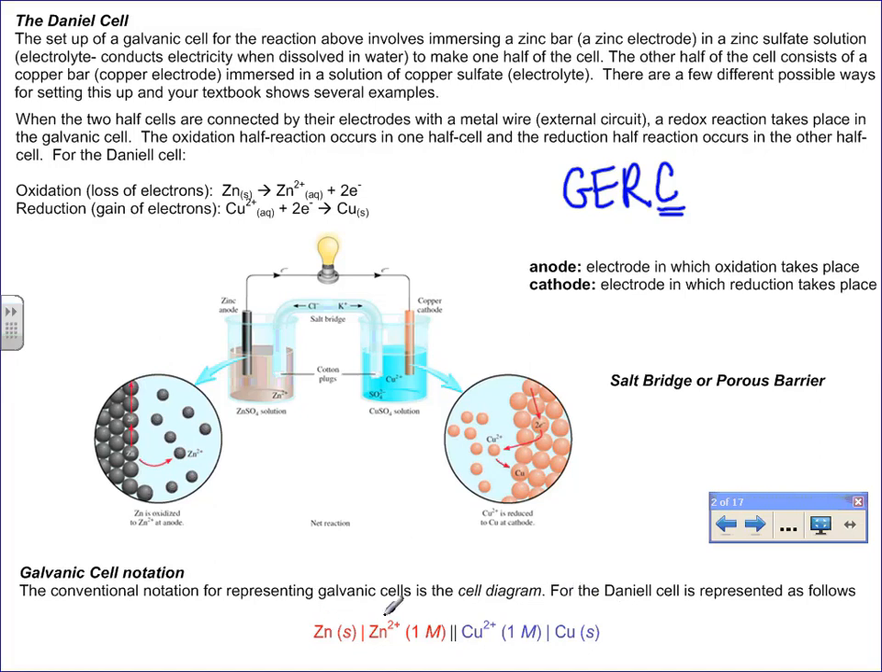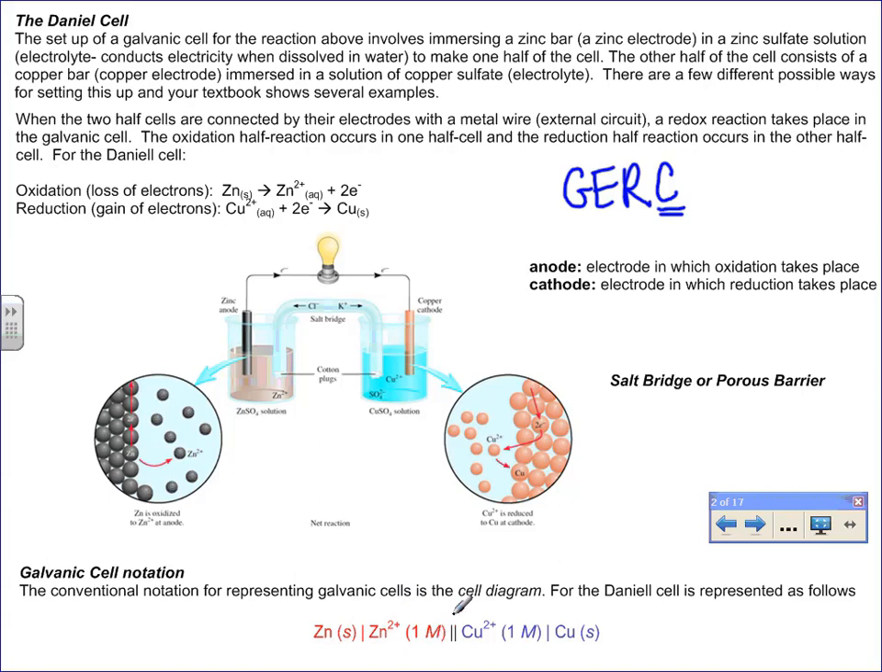This notation represents this cell. When you use galvanic cell notation, what you need to do is place the anode on the left-hand side always. So in this case, we've got zinc in a zinc solution. This vertical line represents the separation of the two in terms of their states. So you've got a solid in the solution.